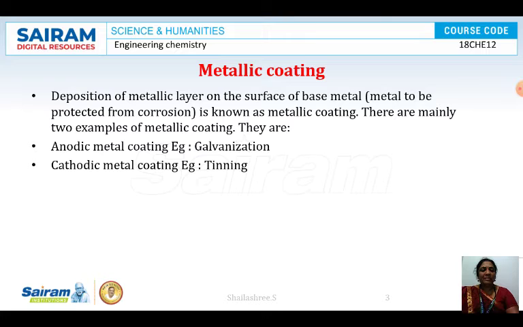Metallic coatings, as the name says, involve coating a layer of a suitable metal on a base metal, which protects the base metal from corrosion. There are two types of metal coatings: anodic metal coatings, an example being galvanization, and cathodic metal coatings, an example being tinning. What are these anodic and cathodic metal coatings?